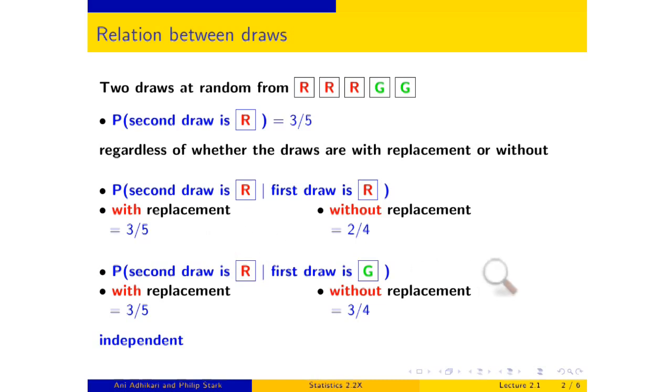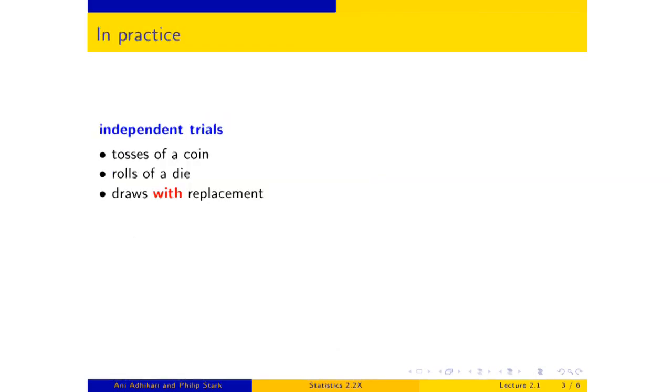Without replacement sampling, the chance of red the second time does indeed depend on what happened on the first trial, and that's dependence. So we'll write down an abstract definition of dependence in just a moment to make sure that the ground is solid beneath our feet. Let's look at, in practice, what we consider to be independent and what is dependent.